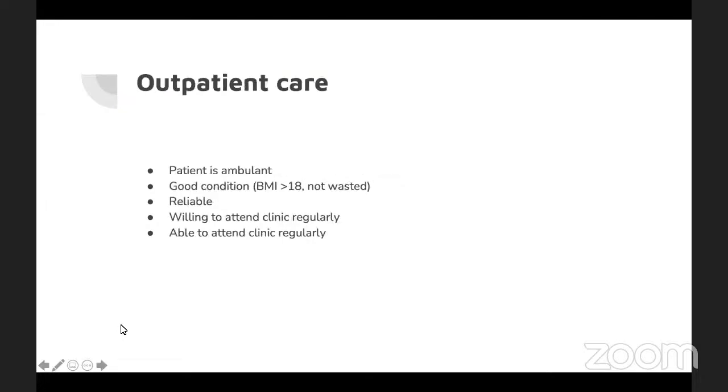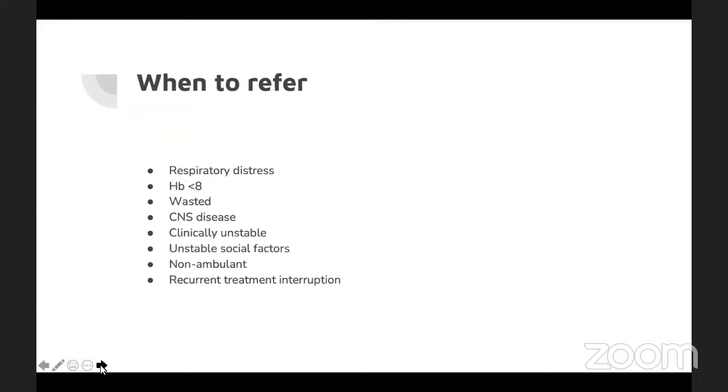So in terms of outpatient care, some things you should think about is if the patient is ambulant, in relatively good condition, not wasted, reliable, and willing and able to attend the clinic regularly, be that financially or anything else. And then when to refer, which is quite important in the PHC setting as well. If the patient's in respiratory distress, the HB is less than 8, they're wasted, any evidence of CNS disease, clinically unstable, social factors, they are non-ambulant, or they've had recurrent treatment interruptions.